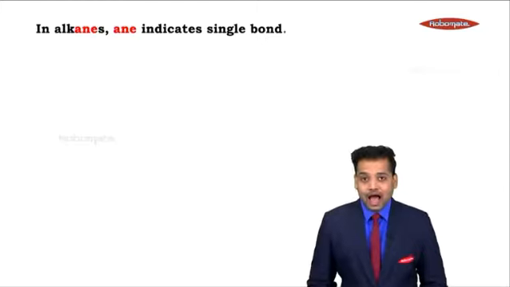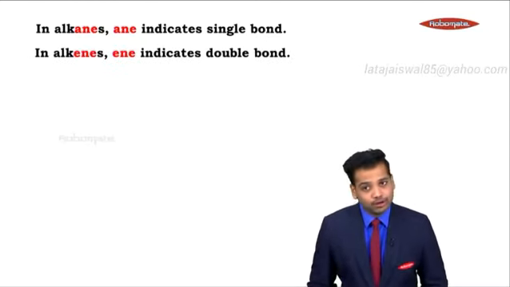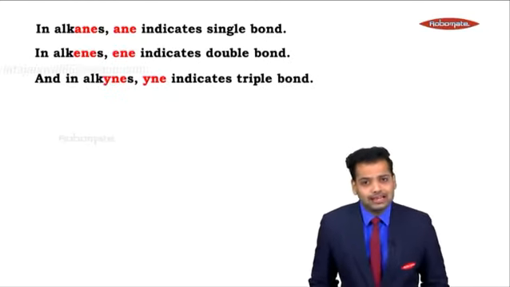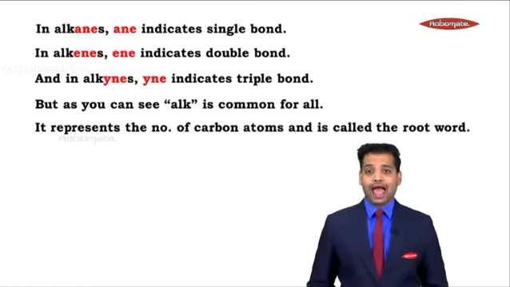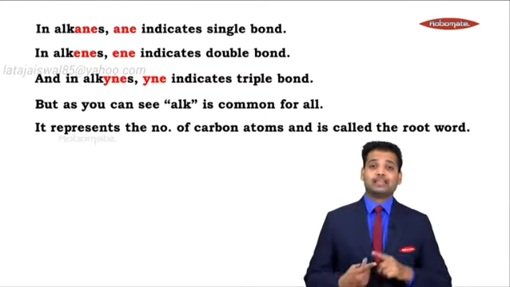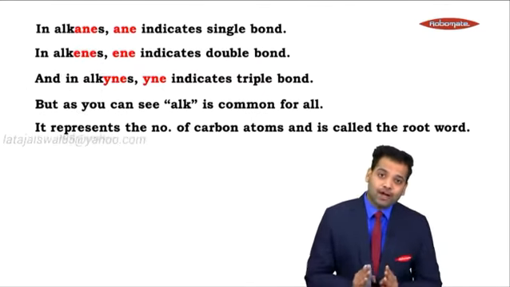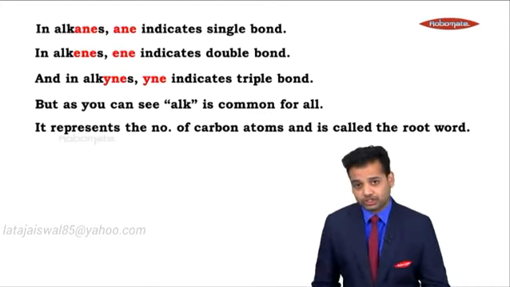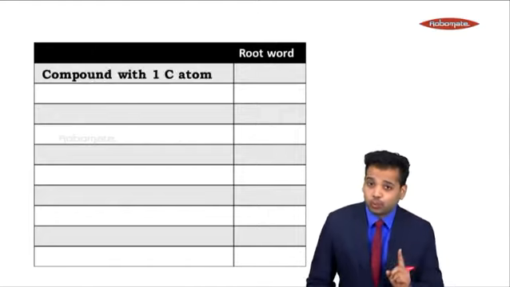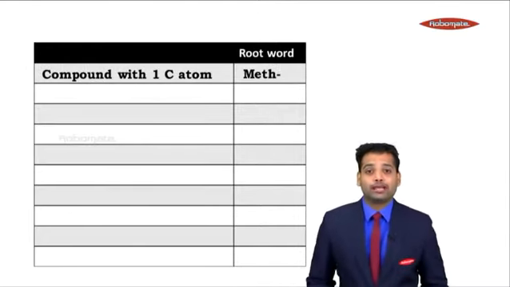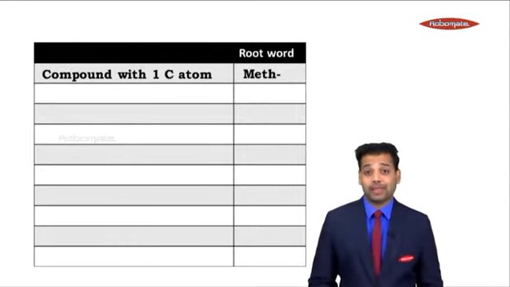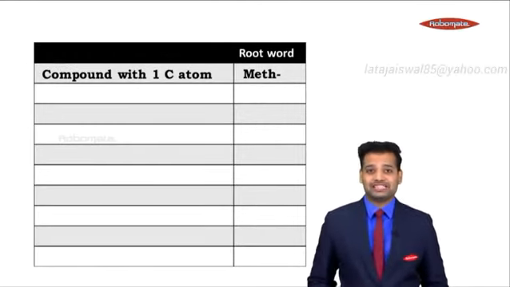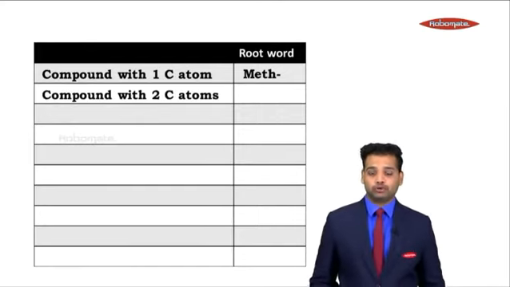So what is this? In alkane, the ane indicates single bond, ene indicates double bond, and yne indicates triple bond. But what does this alk indicate? This is common for all, and it represents the number of carbons. So when the number of carbons changes, the name will change, and it is called the root word. So if the number of carbon is 1 in a compound, it will be called meth. Ring a bell? Methane. The pronunciation of methane is actually meth-ane, but we generally say methane.